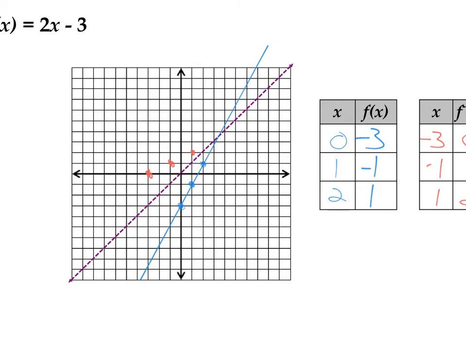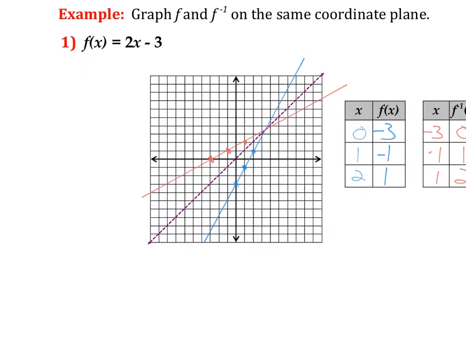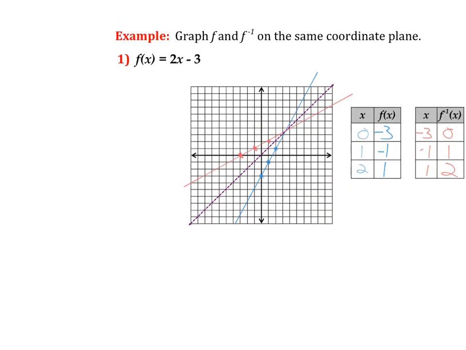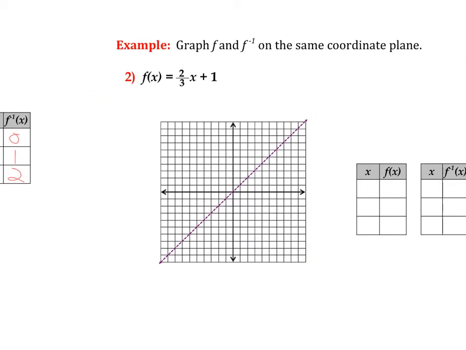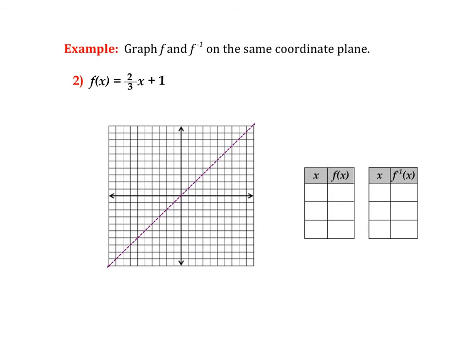And then if we graph the next one in red, there we go. So it looks like, yeah, they'd create mirror images of one another. Not too terribly difficult. All right, let's do one more.